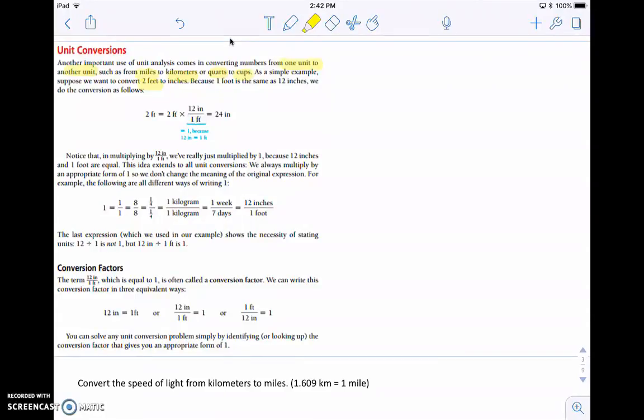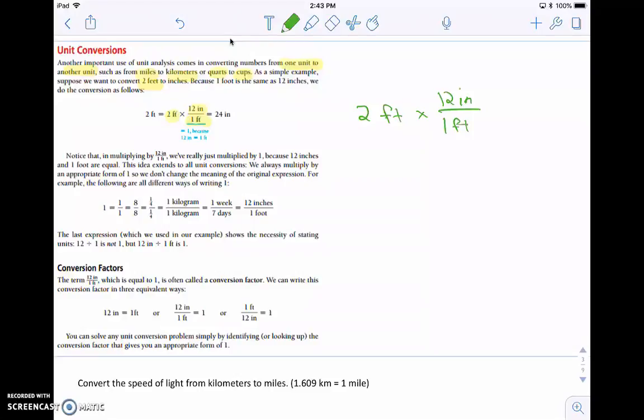So what we do is we take our 2 feet and we times it by a fraction that is equivalent to 1. Sometimes this is called a unit fraction. And that unit fraction would be 12 inches in every 1 foot. So I'm going to write this out a little bit bigger. So we take 2 feet, we times it by 12 inches for every 1 foot.